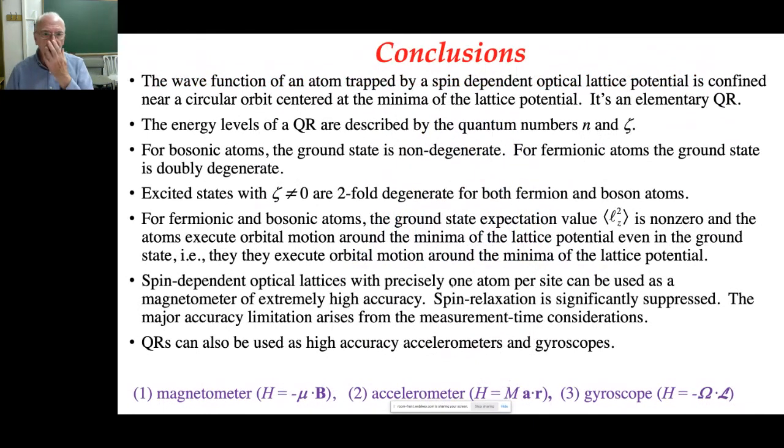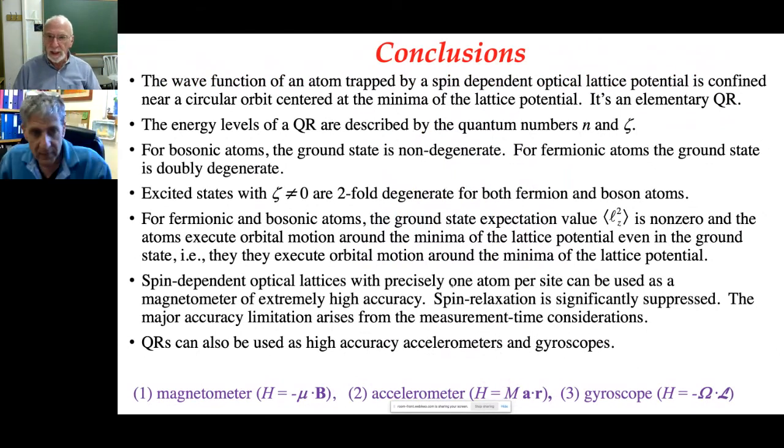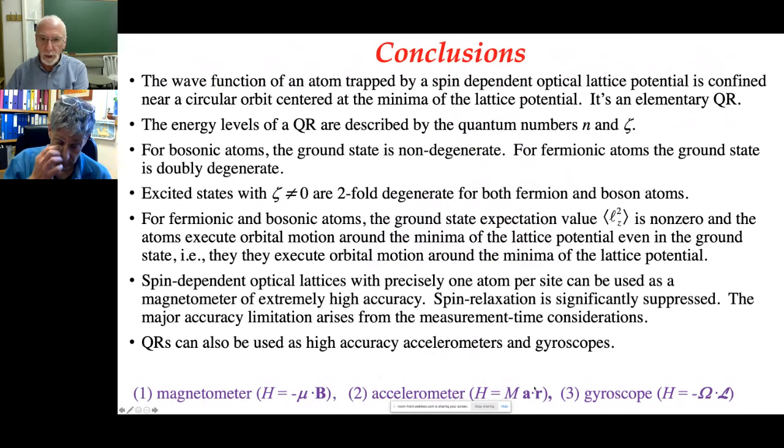Okay, so let me just conclude by saying that the wave function of an atom trapped in a spin-dependent optical lattice potential is confined in circular orbitals, circular orbits around the minimum of the potential, that for a fermionic atom, the ground state is degenerate, that degenerate state is split either by an external magnetic field, or an acceleration, or a rotation, and that splitting can be measured to determine the rotation, the acceleration, or the magnetic field for the system.